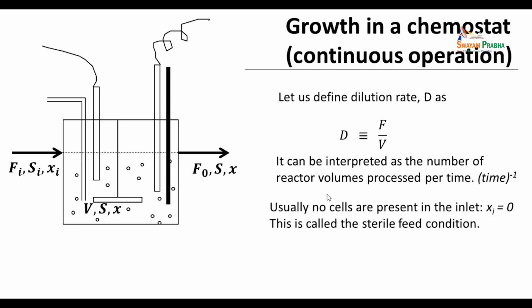Usually there are no cells present in the inlet of the chemostat, and this condition is called a sterile feed condition. In the feed there are no cells, it is sterile, and therefore it is a sterile feed condition. This is the usual mode of operation unless you are using a chemostat in a different way, maybe attached to another chemostat or another bioreactor. Those are different. Standalone chemostats usually don't have an inlet cell concentration. There's just substrate in the inlet stream.